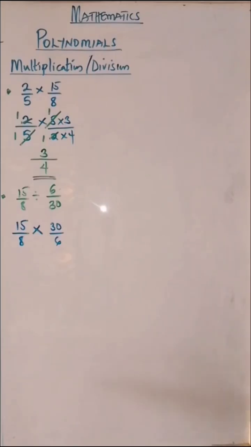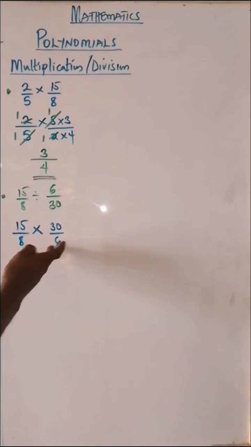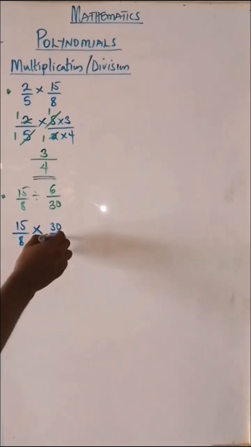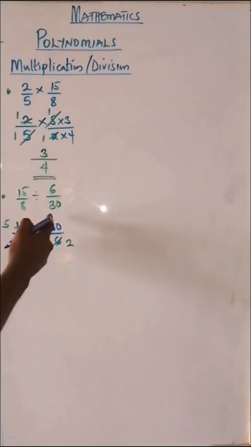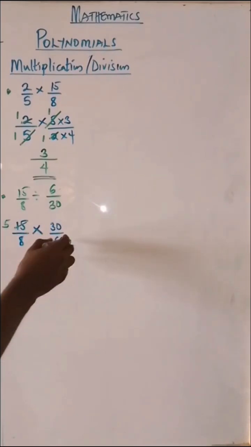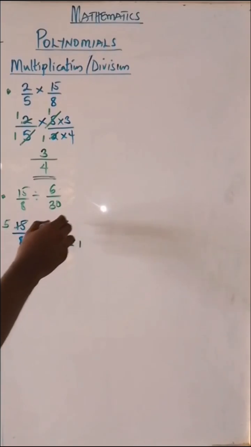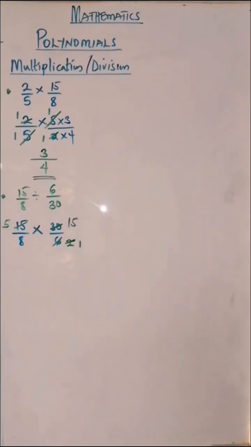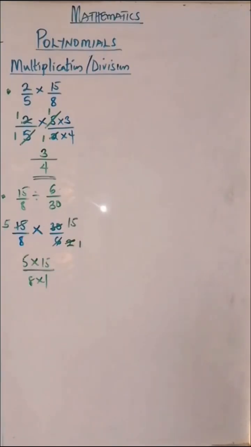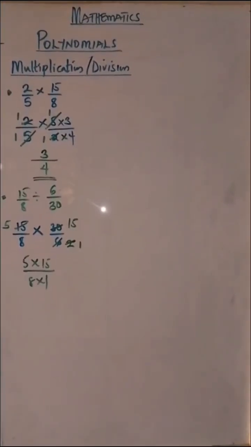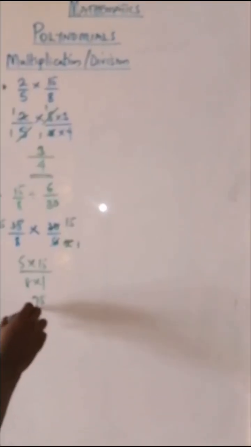Let's compare this with this. So here, 3 can go here. So 3 in 6 is 2. 3 in 15 is 5. Then 2 can still go into this 30. 2 in 30, 15. And I think from here, there is no common factor again. So all we have here is 5 times 15. All we have is 8 times 1. And this becomes 75 over 8.